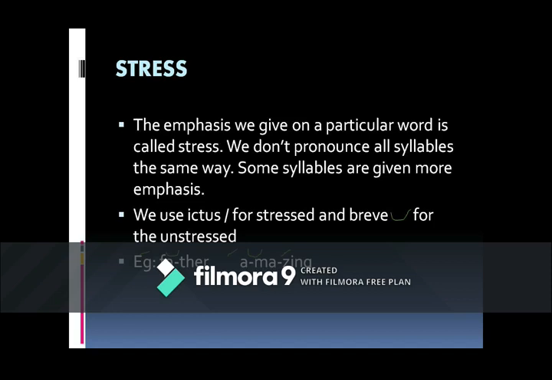Let us understand what stress is. The emphasis we give on a particular word is called stress. We don't pronounce all syllables the same way. Some syllables are given more emphasis. We use ictus for the stressed syllables and breve symbol for the unstressed syllable. Example, father. Fa is a stressed syllable and ther is unstressed. You look at the second word, amazing.